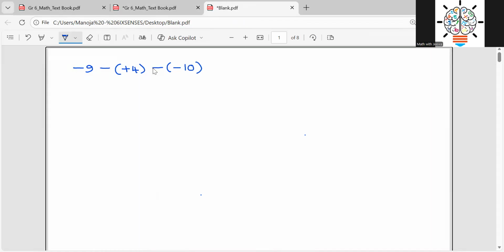Here I don't have to worry about this negative one because it has only one sign. But in front of 4 we have two signs. Converting negative and positive, it becomes negative. And here the negative and negative, we know it becomes positive. Now I rewrite the question: negative 9, minus 4, and plus 10. Negative 9 and negative 4 is negative 13. And plus 10 gives you negative 3.